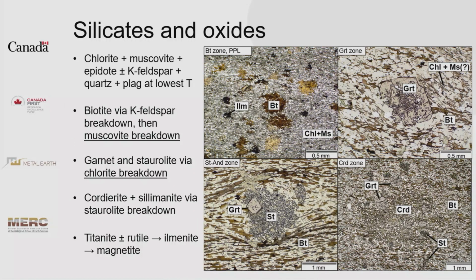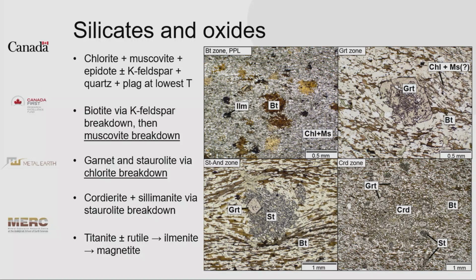To summarize some of the main textures for the silicates and oxides, we have chlorite, muscovite, and epidote at the lowest temperatures, and then biotite comes in, where first you lose K-feldspar, and then you lose muscovite shortly afterwards. Garnet and staurolite come in, and by that time you lose most of the chlorite. Muscovite and chlorite are the most important because this is where most of the fluids are going to be generated, during the loss of those phases.